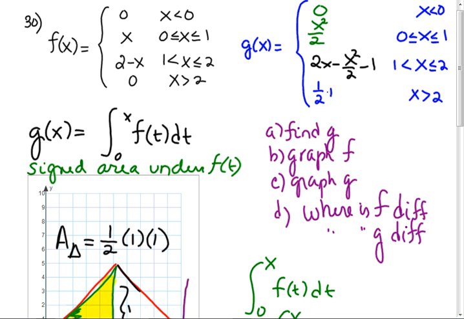I heard I was still confused on something. Remember what g of x is. It's the area from 0 to x. So to do the area for this function, I have to add in the first triangle. So it's 0 to 1 and then 1 to x.